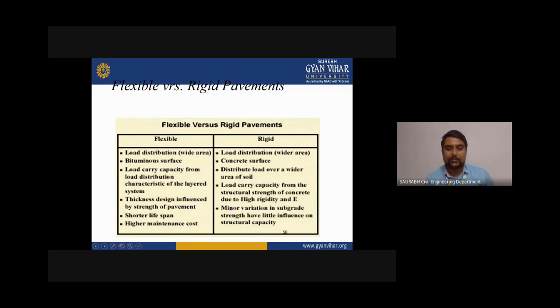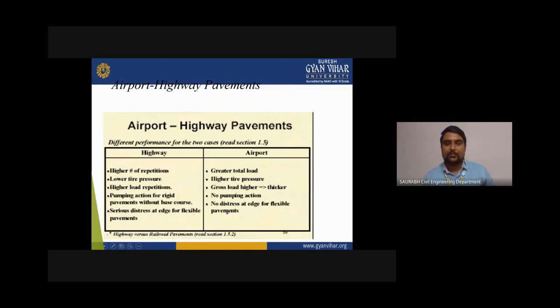Thickness and design are influenced by the strength of the pavement, and minor variation in the subgrade strength has little influence on the structural capacity. So this was the comparison between the rigid pavement and flexible pavement. Now we will see the highway and airport pavement. What is the difference between airport pavement and highway pavement?